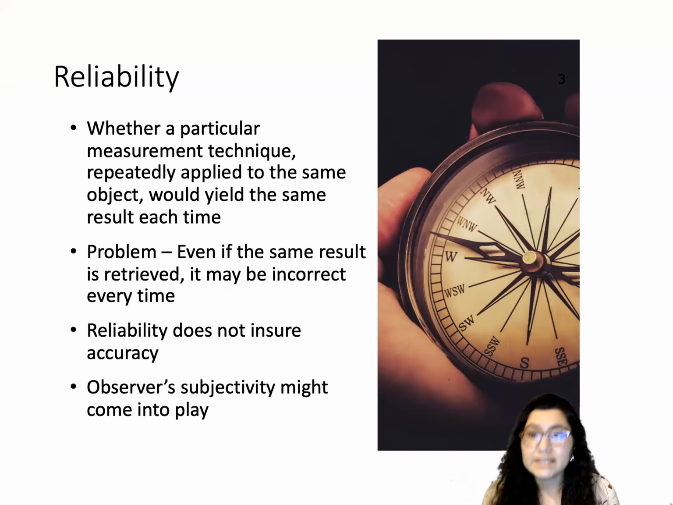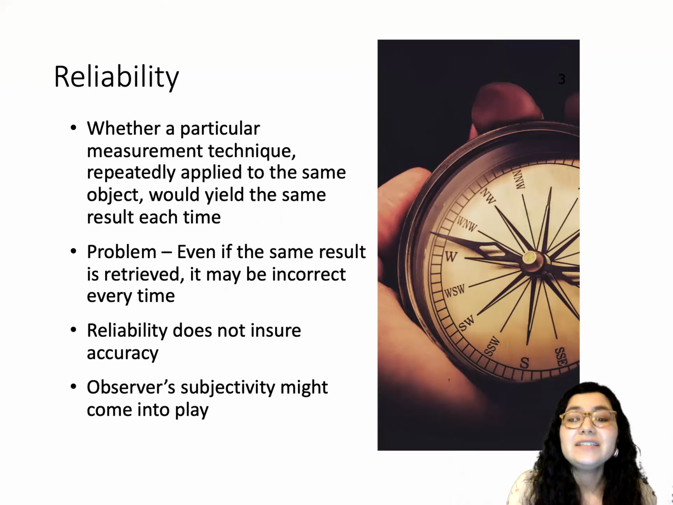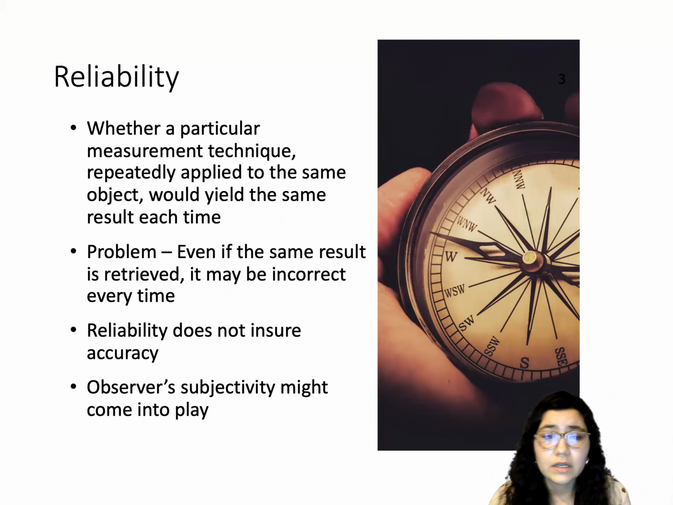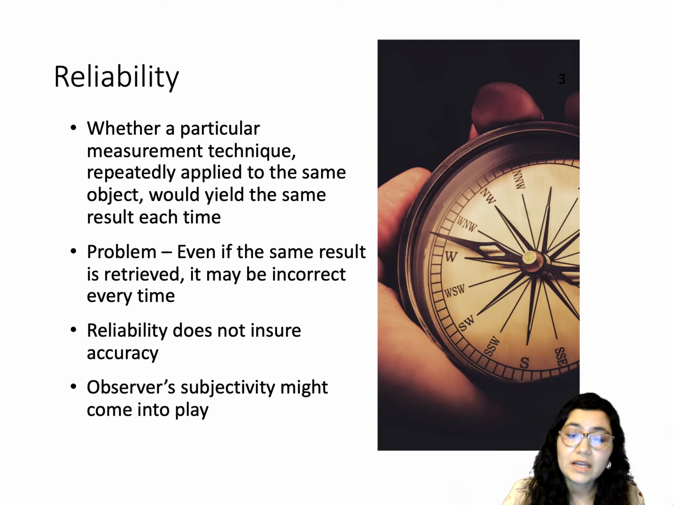So the exact definition of reliability is whether a particular measurement technique repeatedly applied to the same object would yield the same result each time. And so we don't really know, especially with some tools that we use, what really the truth is. What really is it that we're measuring without the tool, right? So reliability cannot necessarily ensure accuracy because an observer's subjectivity might come into play.